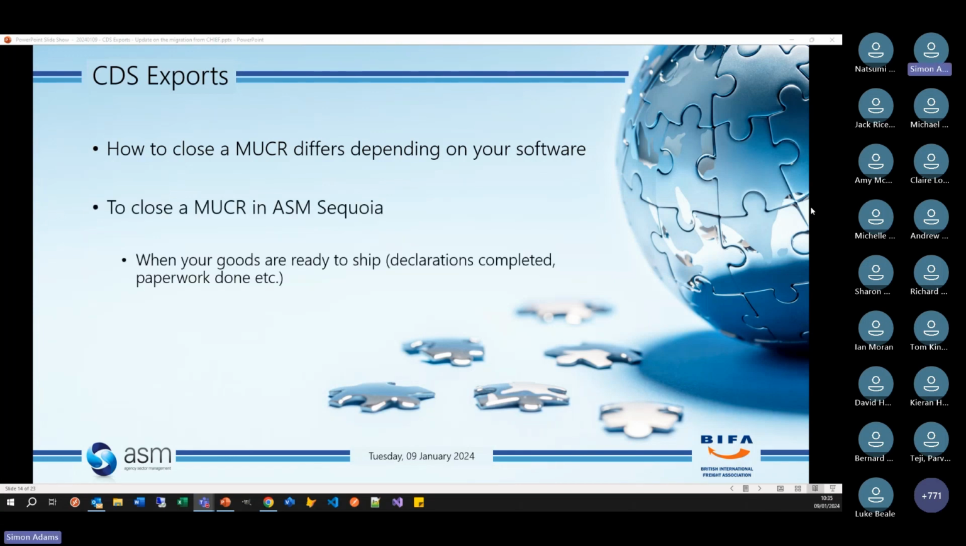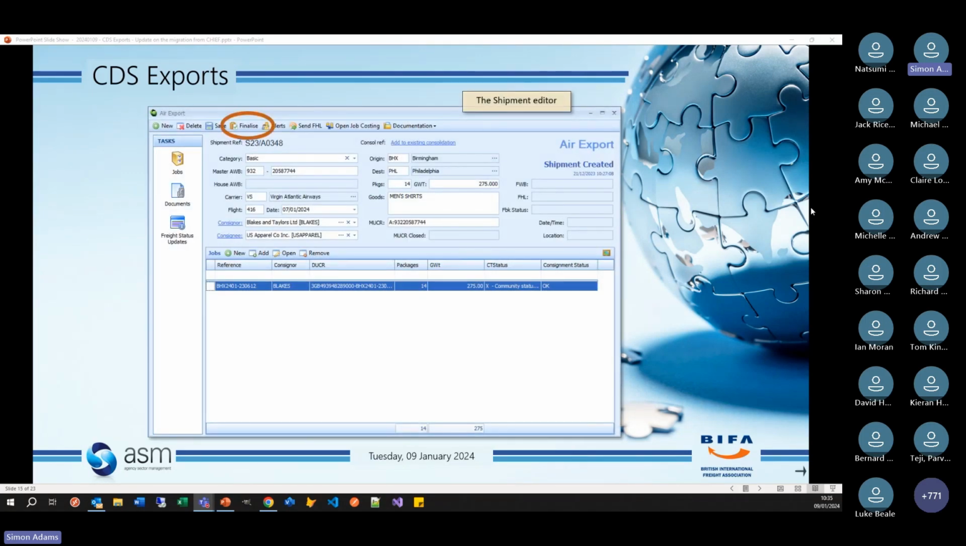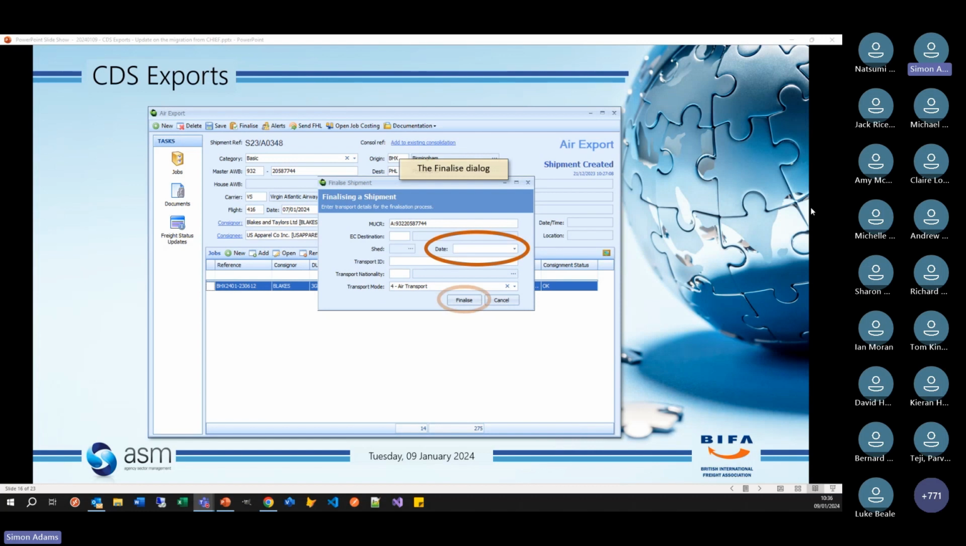So in Sequoia, to close a mucker, once you've done everything you need to do on a shipment, the declarations are done, the new paperwork's done, you just open the shipment editor and finalize the shipment. There's a finalize button I've highlighted at the top there. You click that, it brings up a dialog. You put in the date, you click on finalize, and as far as you're concerned, that's all you need to do. In the background, our software is looking at all the declarations in that shipment, seeing if a mucker is required, sending the messages to associate the duckers all to the mucker. Once it's done that, it would then send the message to close the mucker.